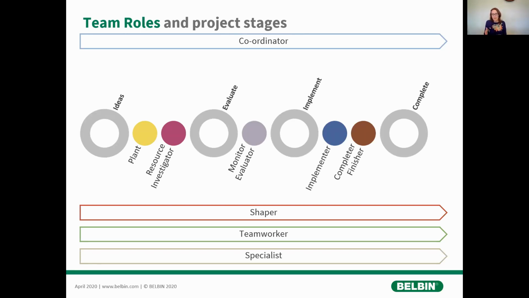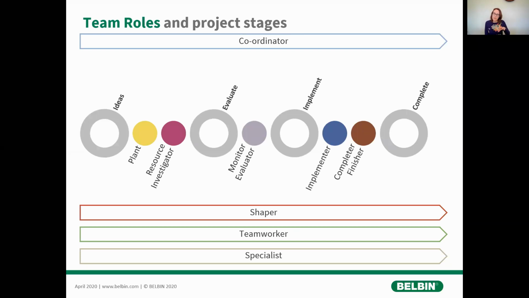And then you get through to the implementation and the detail. You have got roles that can be there all the way through. You've got the coordinator there bringing the bigger picture. The shaper, you might need at any stage, if things are grinding to a halt. That could be the ideas phase, when people are all over the place, or it could be the completer finisher hanging on and not wanting to let go and just wanting to do one more check. So you need that drive. You need the team worker providing that support and adaptability. And the specialist, again, could come in at any point.